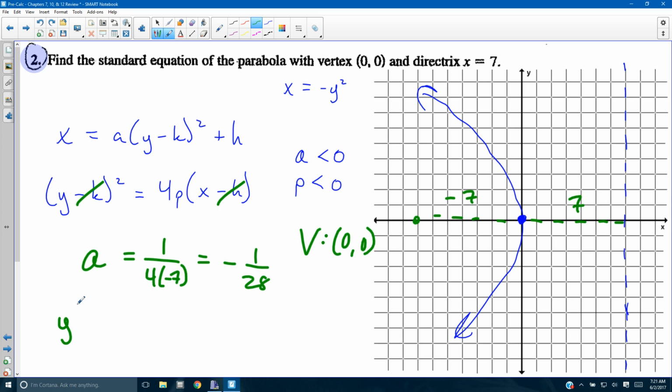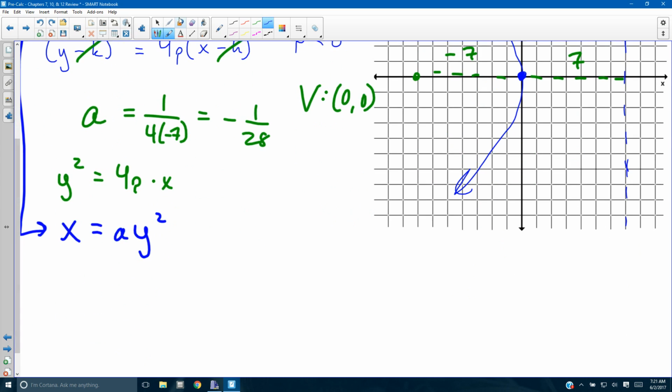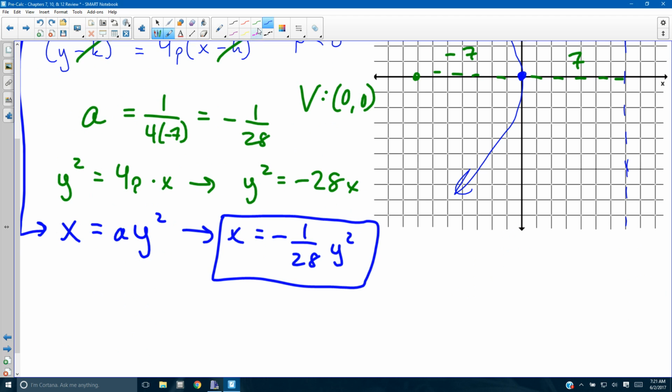This will either say y squared equals 4p times x, or on this equation right here, we could write that as x equals a times y squared. So if I use the green right here, this will say y squared equals 4 times negative 7, that's negative 28x. That's one way of writing the equation. But you could also write it as, if you divide by negative 28 here, x equals, a is negative 1/28, negative 1/28 y squared. Either here or here. It's the same equation, same answer. I prefer this. And look, I think this is probably the last time I'm going to use this stuff here.